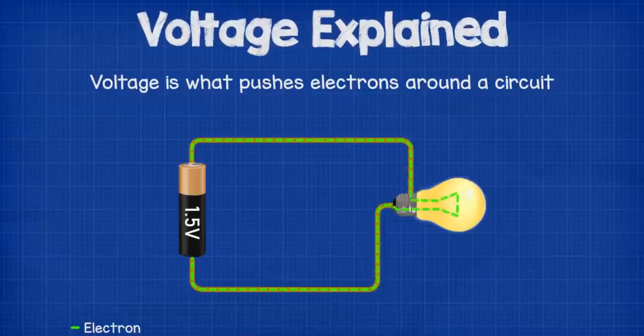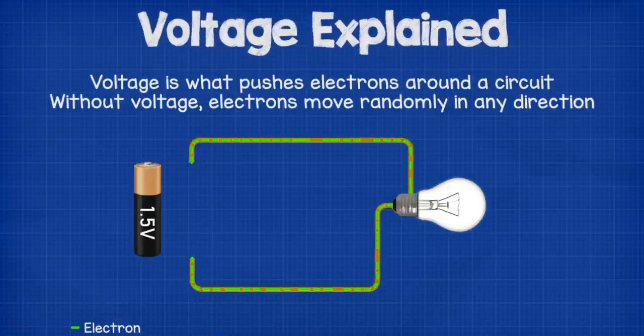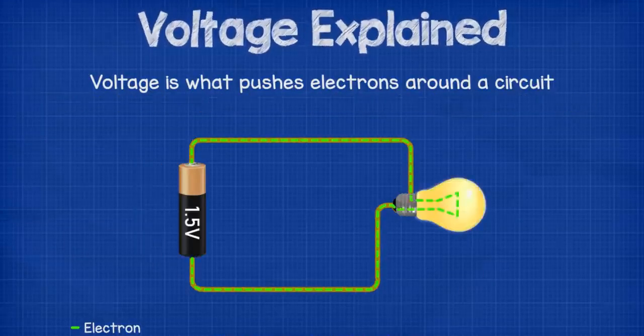In our last video, we learned that electricity is the flow of free electrons between atoms. Voltage is what pushes the free electrons around a circuit. Without voltage, the free electrons will move around between atoms, but they move around randomly, so they aren't much use to us. It's only when we apply a voltage to a circuit that the free electrons will all move in the same direction, causing current.